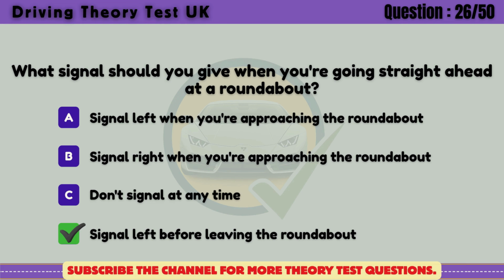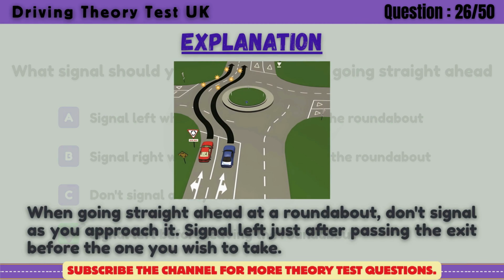Answer is D. Signal left before leaving the roundabout. When going straight ahead at a roundabout, don't signal as you approach it. Signal left just after passing the exit before the one you wish to take.